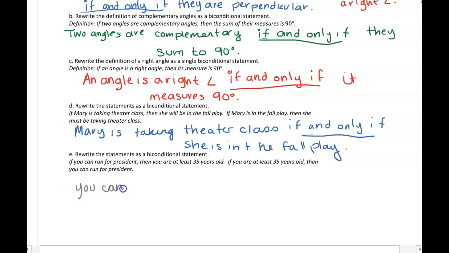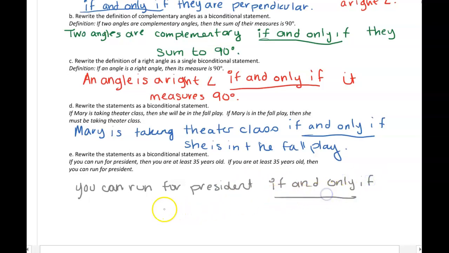you can run for president if and only if, keywords, you are at least 35 years old.